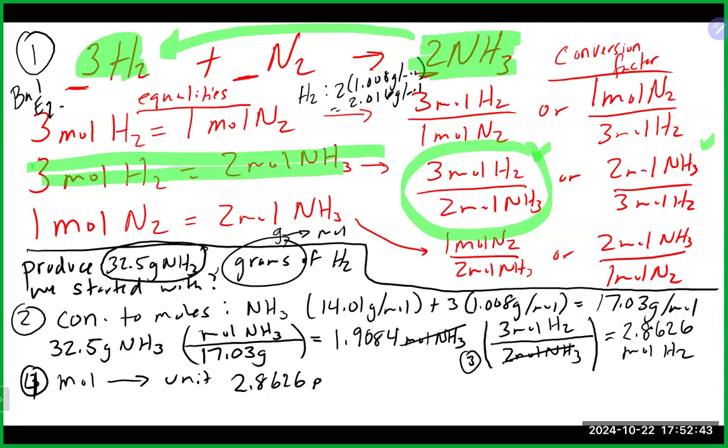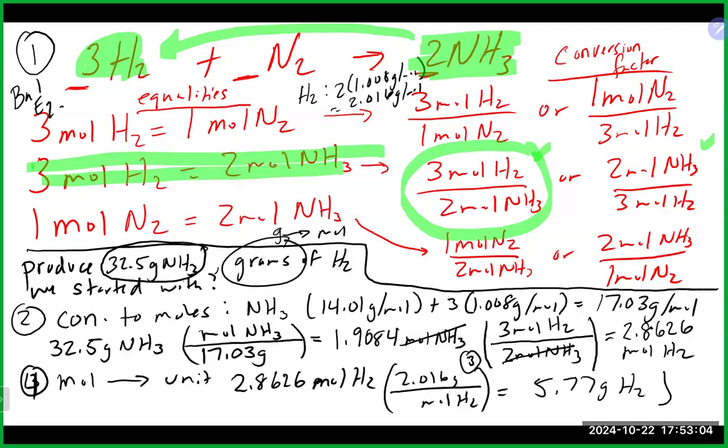2.8626 moles of H2 using our molar mass as our conversion factor, 2.016 grams per mole. Going to tell us here that, looks like at this point we could kind of round it, maybe 5.77 grams of H2 would have been needed in this case.